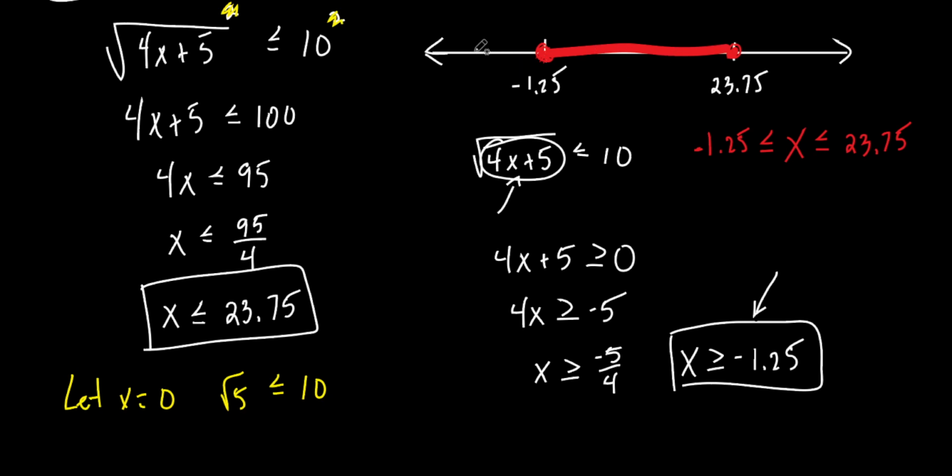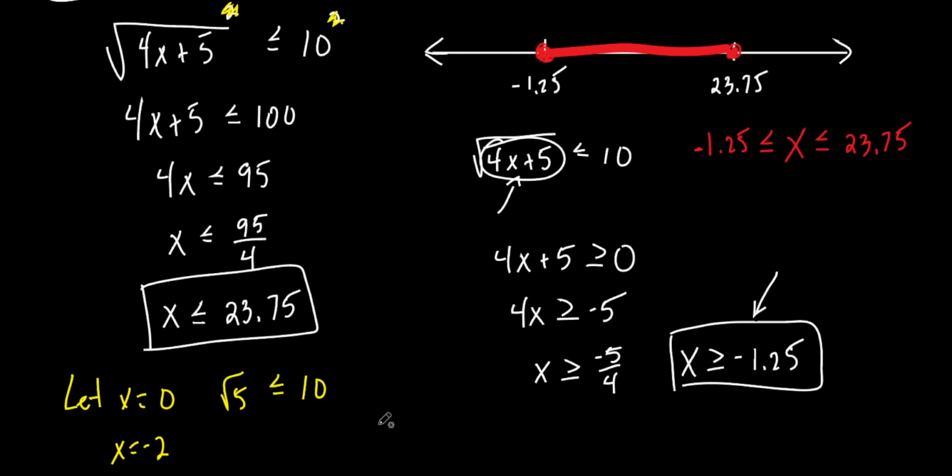Pick a number over here to see if that actually does or does not work. Negative 2. Yeah, let's put a negative 2 in this. So let X equal negative 2. 4 times negative 2 is negative 8 plus 5. That definitely doesn't work because negative 8 plus 5 is a negative number inside a square root. That's going to be an imaginary number, which is not even on the number line to begin with. So can you put a negative 2 in for this? No.